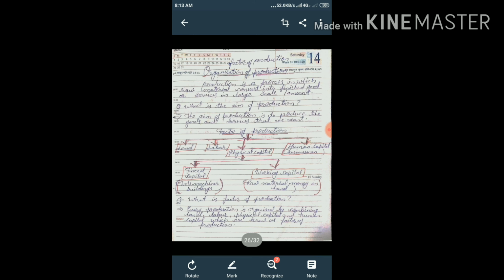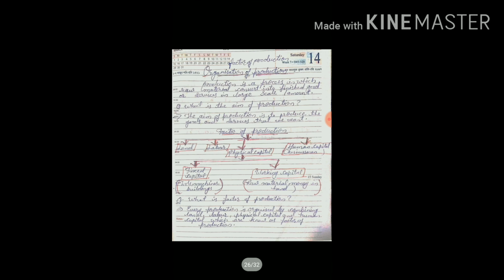Why is it called fixed? Because we have to invest money at one time, and after investing money we can use that thing for many years. For example, we purchase any machine or any tractor for the cultivation work. Only one time we have to give the money for purchasing that tractor. But after purchasing it, we can use that tractor many years in our field, and also use it for earning money by cultivating other fields. So this is the fixed capital.